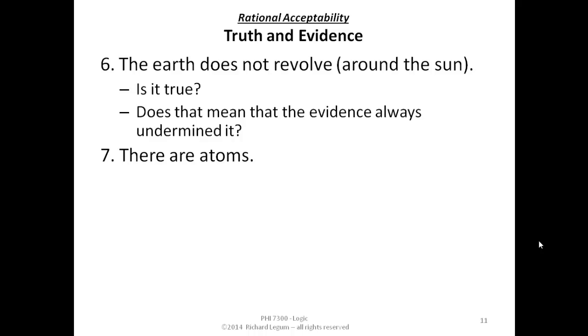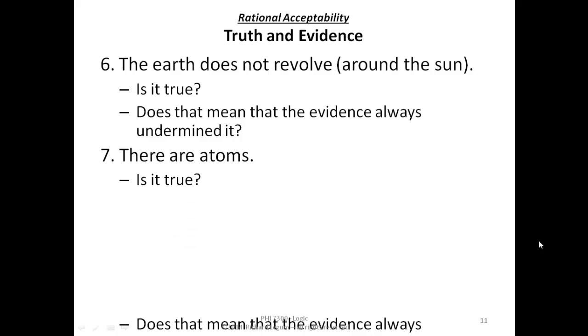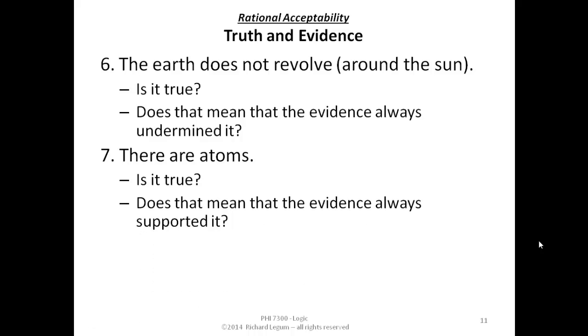There are atoms. Right? You learn that in your science classes, your chemistry classes. There are atoms. Is it true? Yeah. Well, does that mean that the evidence always supported it? First one, because it's false, the evidence always undermines it. The second one, because it's true, the evidence always supports it.